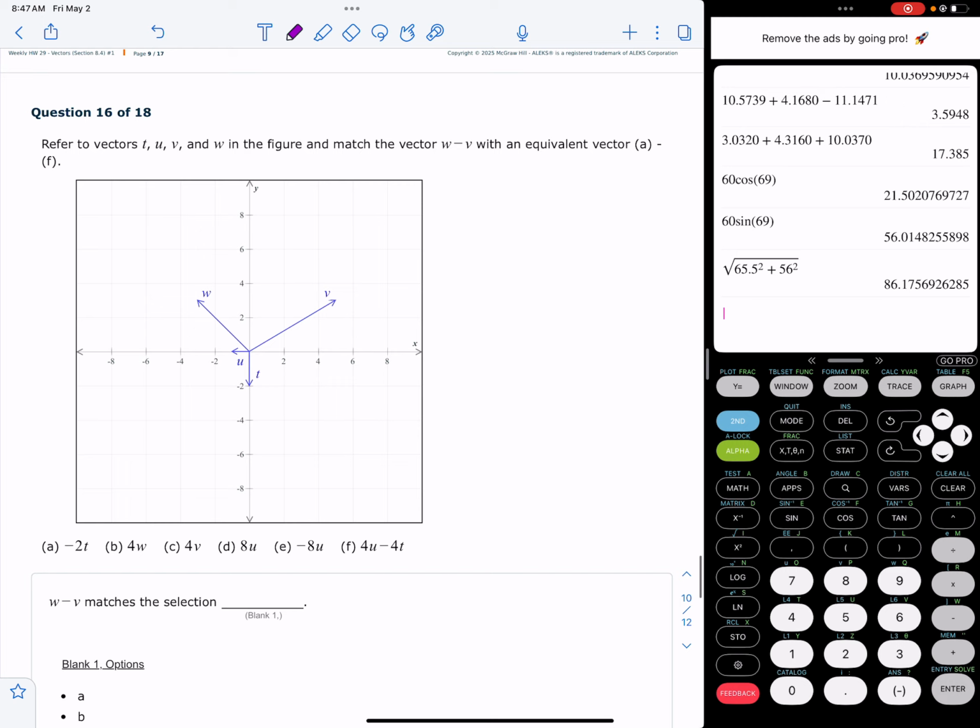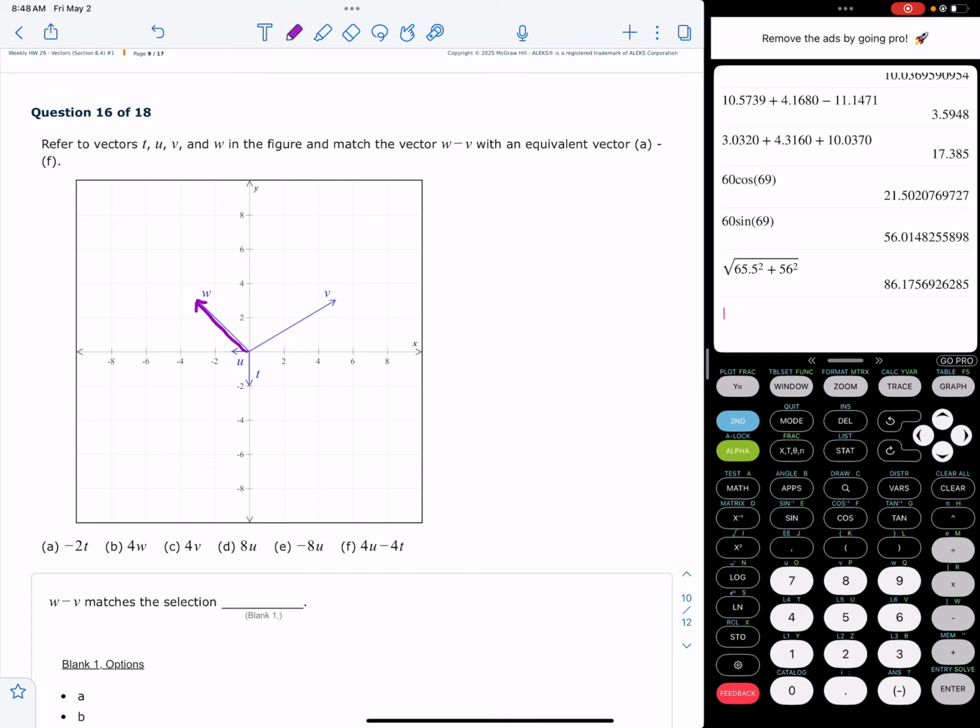Okay, 16, W, which is here, minus V. So here's our W. We can leave it exactly where it's at. There's no change to it. We need to put on the end of this, though, a negative V. So here is our V, which means that we're going to be going this way. And how far? So we'll go 1, 2, 3, 1, 2, 3, 4, 5.